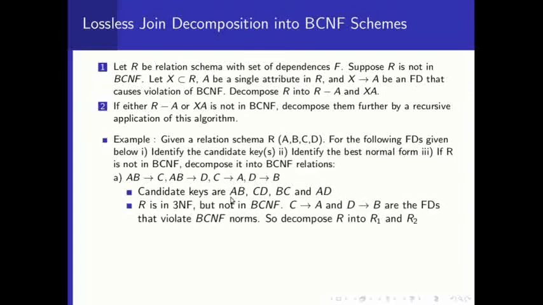Now we want to decompose it. How to decompose this one? C determines A is the FD which is causing the violation. The decomposition should be CA, a new relation. Which attribute is to be removed from ABCD? The right hand side, A, should be removed. The remaining is BCD. Therefore, R1 is BCD as well as R2 is CA. These are the decomposed relations.